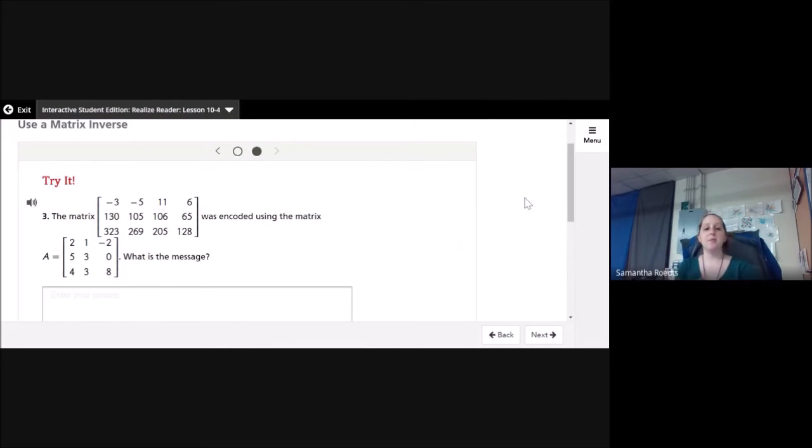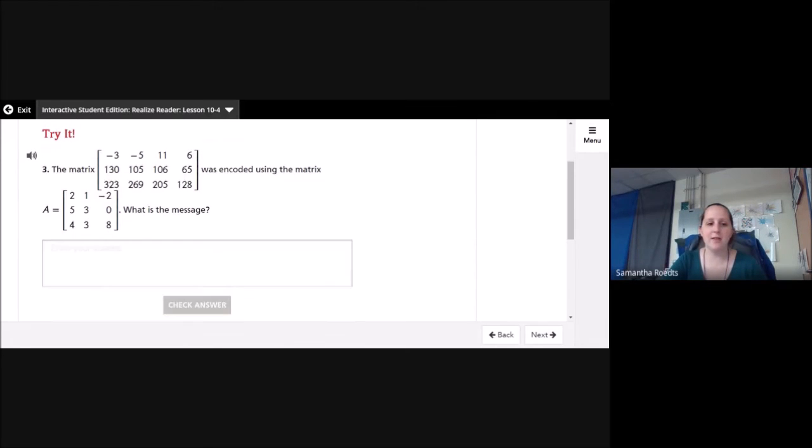All right, let's try it. The matrix -3, -5, 11, 6, 130, 105, 106, 65, 323, 269, 205, 128 was encoded using the matrix A equals 2, 1, -2, 5, 3, 0, 4, 3, 8. What is the message? So the first thing that I need to do is figure out what the inverse of this matrix is. So I'm going to go back to my handy dandy Desmos.